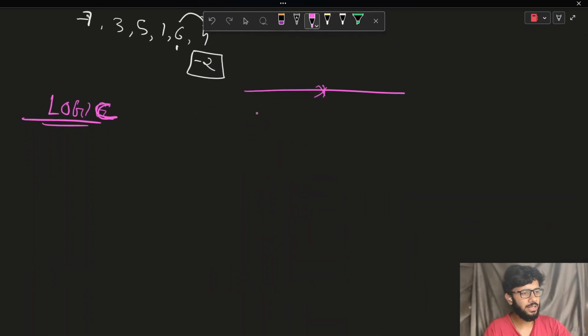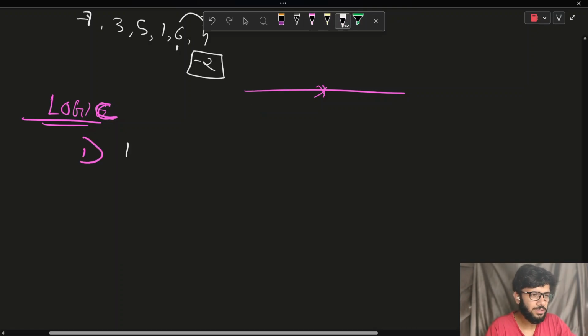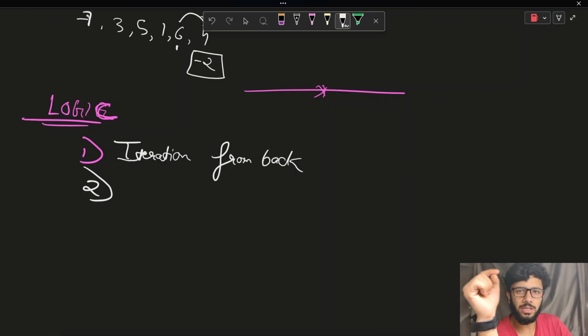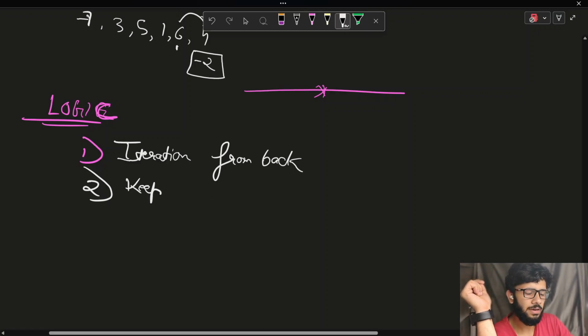So what I can write is, step one will be iterating from the back. And the next thing I have to keep in mind is that while iterating from the back, I have to find the maximum number. I have to keep track of the max number.